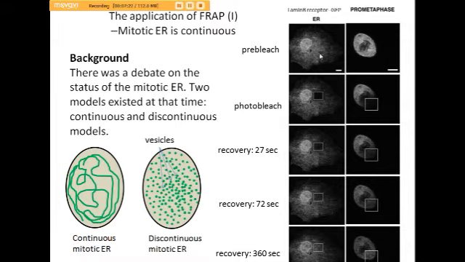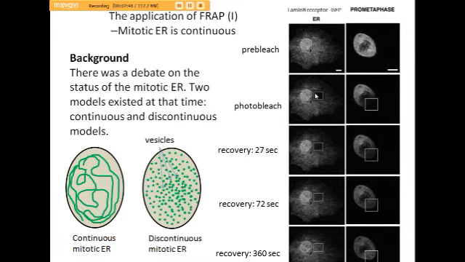So here is the experiment. ER is labeled using lamin B receptor fused to GFP. Lamin B receptor is an inner nuclear membrane protein, but here it can also be used as an ER marker. So during interphase, here is the nucleus, and here is ER.